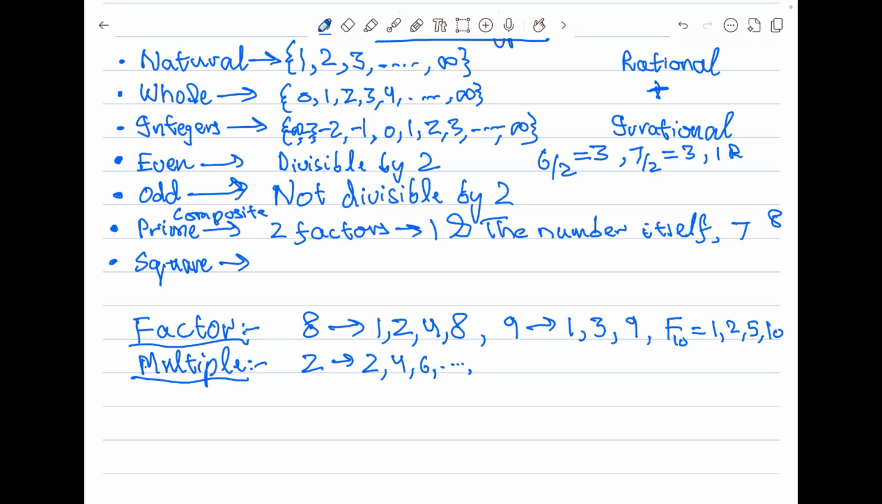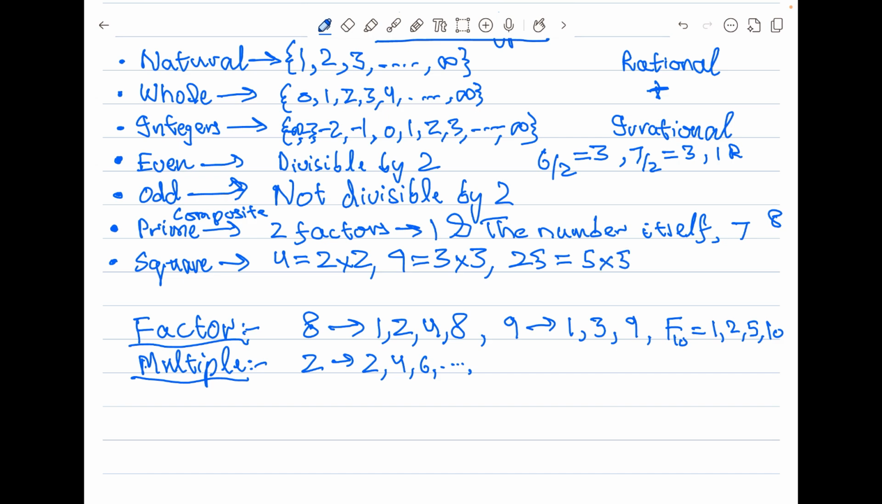And the square number is pretty straightforward. It's any number which is obtained by squaring a number, right? So 4 is a square number because it's obtained by multiplying 2 with itself. 9 is a square number because it is obtained by 3 multiplied with itself. And 25 is a square number because it's obtained by 5 multiplied by itself.